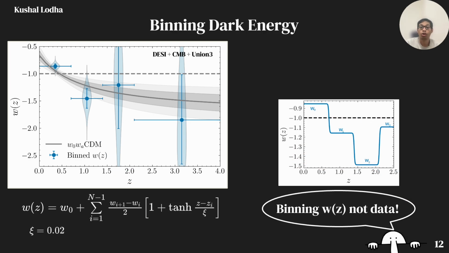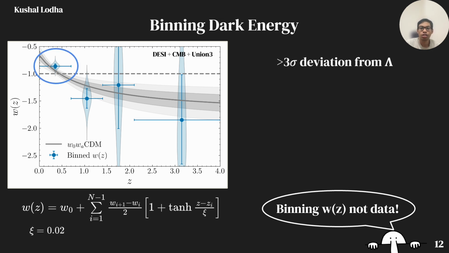We can also take a more agnostic approach and bin the dark energy equation of state directly. Just to be clear, what we are binning here is a functional form, not the data itself. So instead of sampling w0wa, we can sample 4 bin values which are connected with smooth tanh interpolation. Here on the top left, I am showing the results from 3 uniform bins with DESI plus CMB plus Union 3, with the w0wa prediction in the gray band. Our analysis finds a 3 sigma deviation in the lowest redshift bin and an overall trend consistent with w0wa.